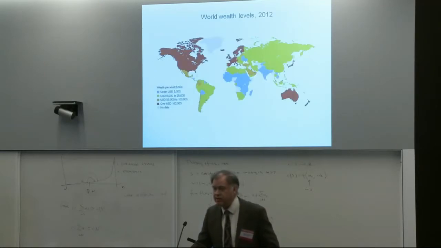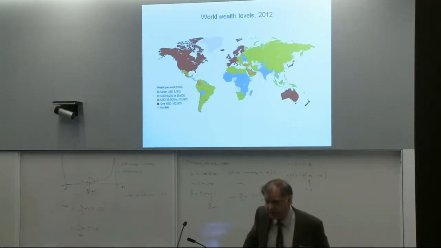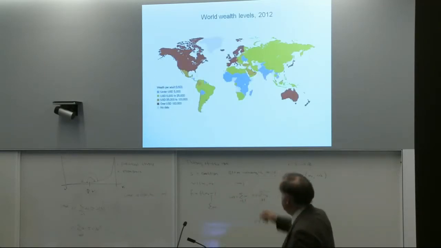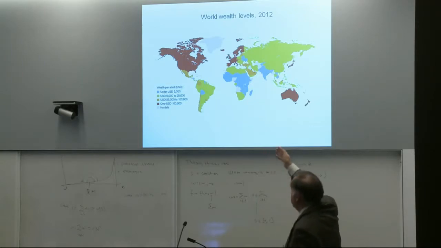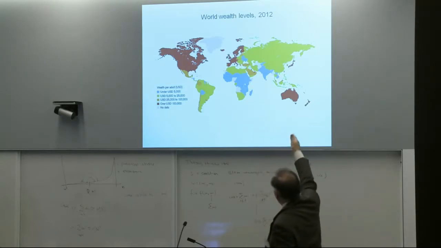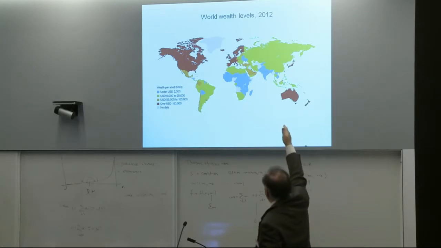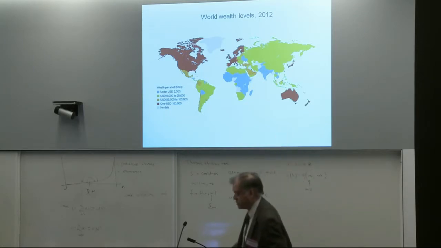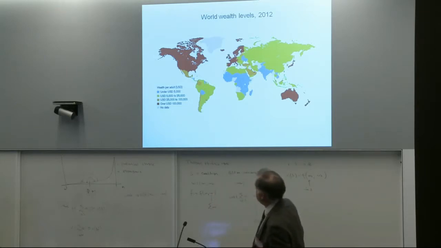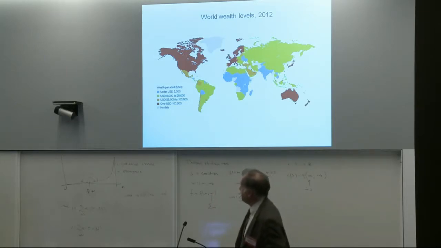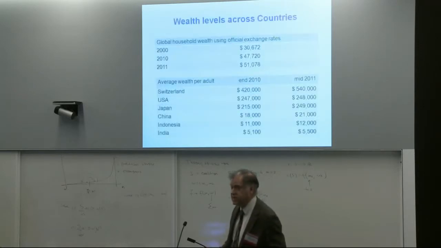I'll skip over that one. Here's kind of a nice map. This is more or less what you'd expect. Here are the centers of world wealth: North America, Europe, rich Asia Pacific, which basically means Japan, Australia, New Zealand, and then countries like Taiwan and so on that have got into that top category of having wealth per adult of over $100,000 US.